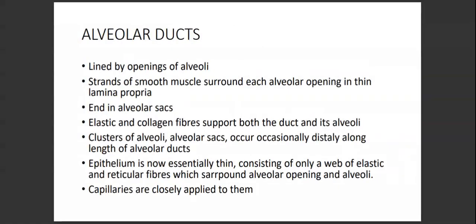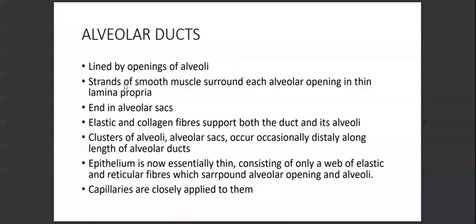Next we go to the alveolar ducts. The respiratory bronchioles further divide and give us the alveolar ducts. These alveolar ducts are almost entirely lined by openings of alveoli, because as we go down, alveoli are increasing. So in the alveolar ducts, we are going to have many openings of these alveoli, such that the same openings become the lining of the alveolar ducts. That is very important to take note.